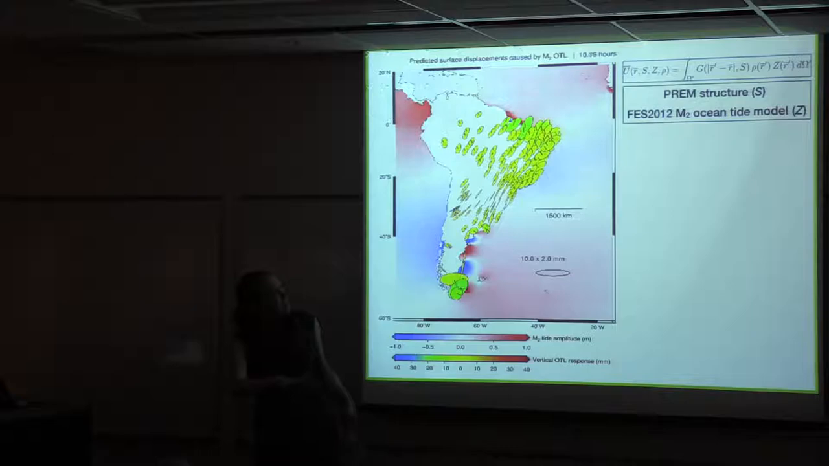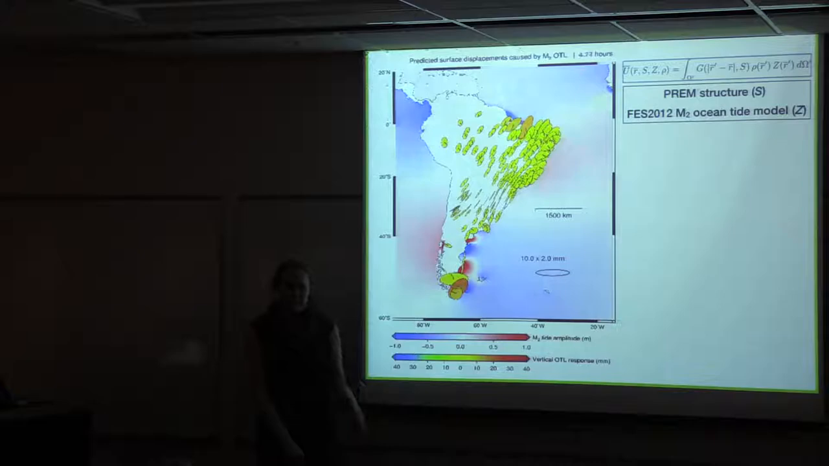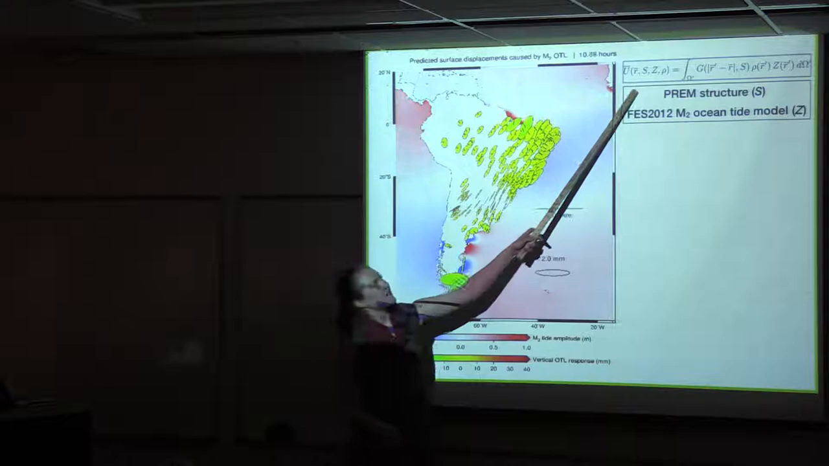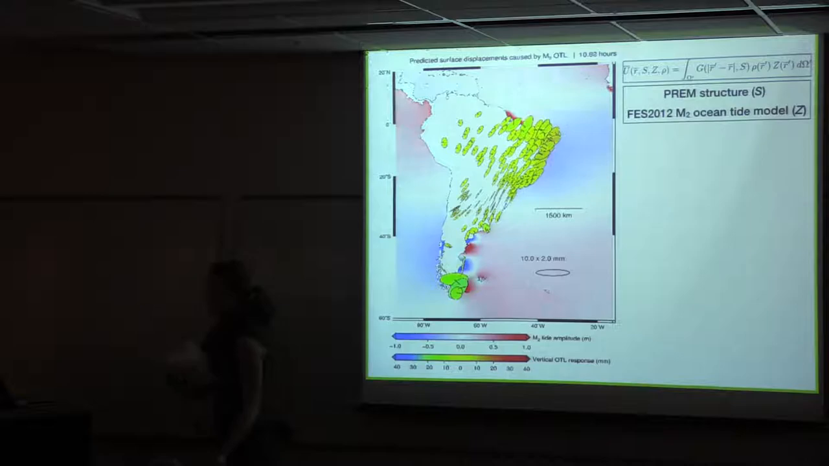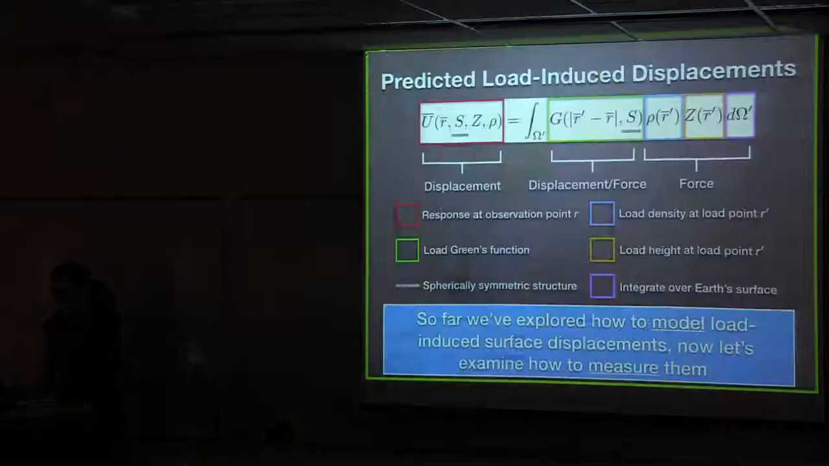And then when the low tide comes in, the ground is uplifted by 4 centimeters. And the black line in each ellipse is showing us the direction of the horizontal displacement at any given time. Since it's harmonic, that means that this ellipse is closed in space. So every 12.42 hours, it's simply repeating again and again. These are the two inputs I used to create this particular model. I assumed PREM structure and an ocean tide model from a group in France called FES2012. There are more recent versions of this model now.